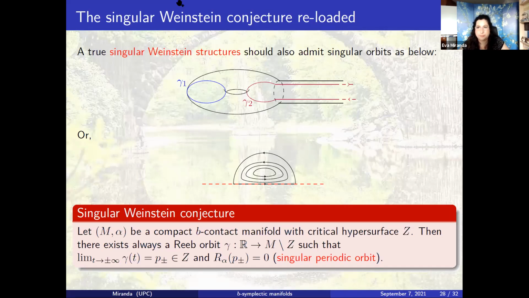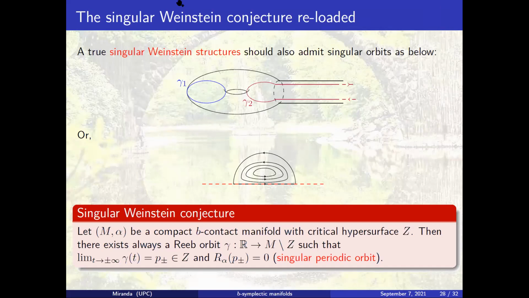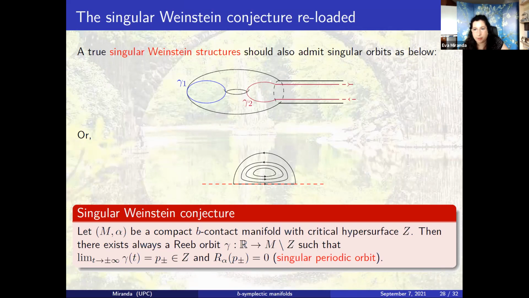Hi, may I ask, in your singular Einstein conjecture, this P positive and negative, how do you choose these two points, or is it not important for any? Yeah, well, indeed, that's a good question. Initially, that's a good question.